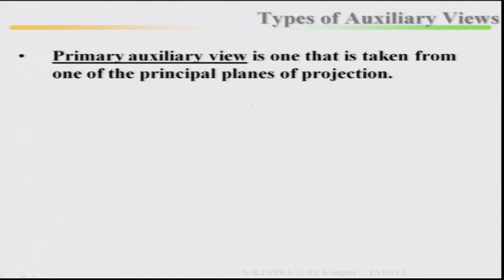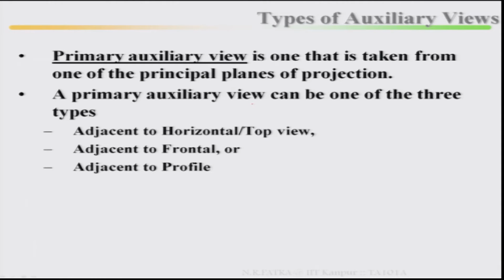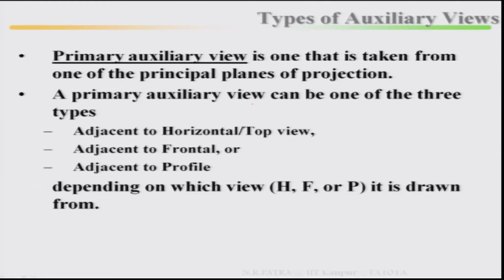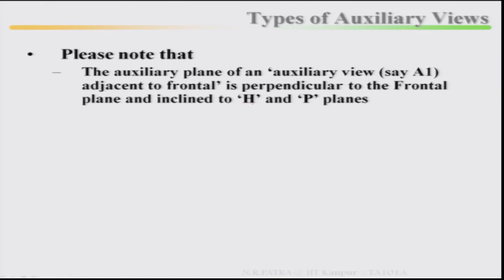A primary auxiliary view is one that is taken from one of the principal planes of projection. Then a primary auxiliary view can be one of three types: adjacent to horizontal or top view, adjacent to frontal, or adjacent to profile, depending on which view, horizontal, frontal or profile, it is drawn from. It is going to be drawn from that view.